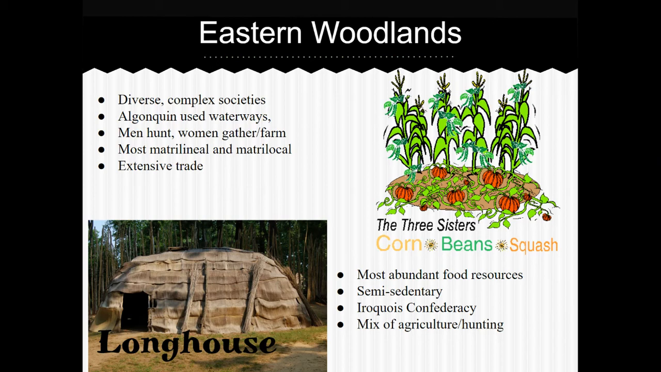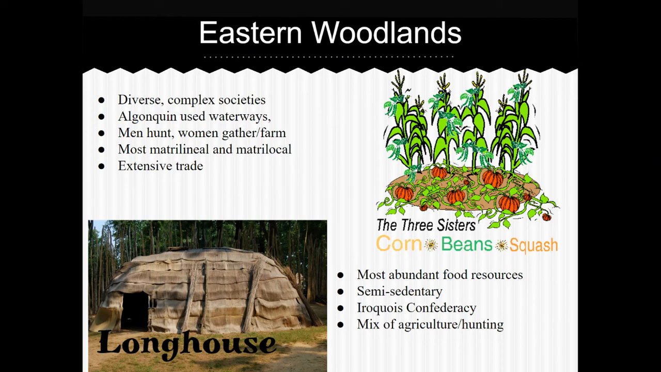The interesting thing about many of these Native American tribes is that they are matrilineal, meaning that they trace their ancestry through the women instead of through the men's families and men's names, and matrilocal, which means that women are the leaders of the society. There are extensive trade networks throughout this area.